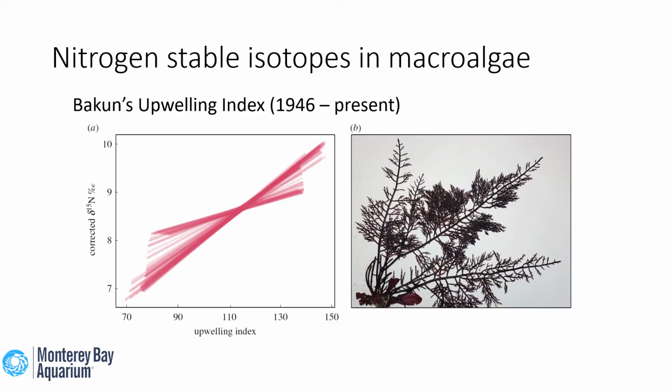We corrected our nitrogen stable isotope values for the season the Gelidium specimens were collected in, and then related these values to several environmental variables before finding a strong correlation with upwelling using the Bakun upwelling index. And that is the figure on the left showing that relationship. When upwelling was high, the nitrogen stable isotope of Gelidium collected in that time period was also high, indicating an increased growth rate.